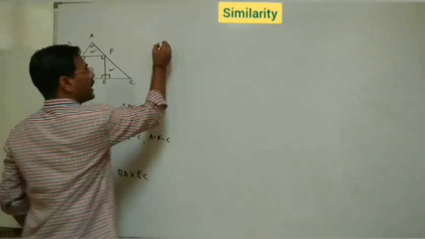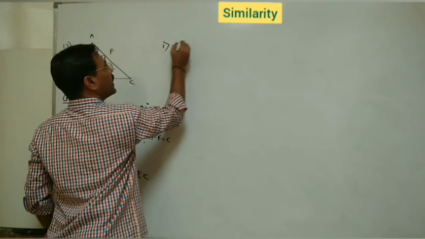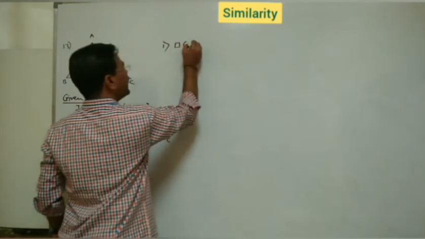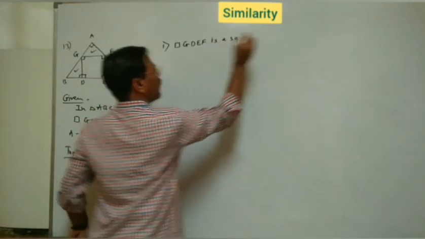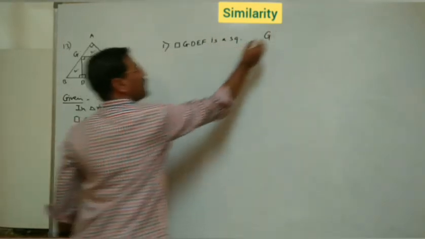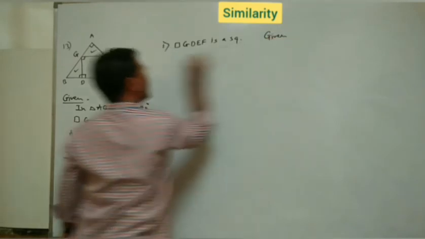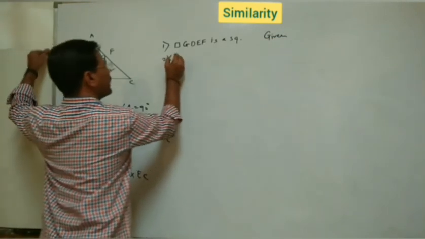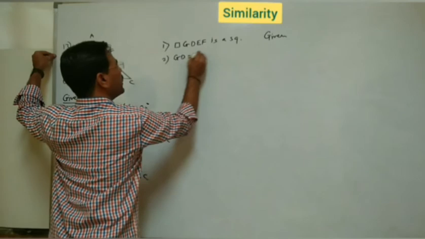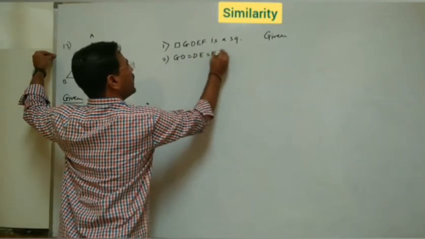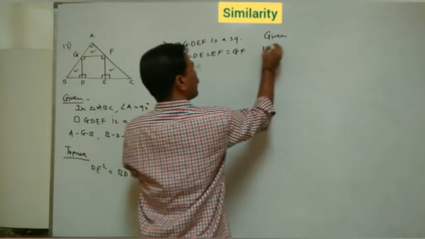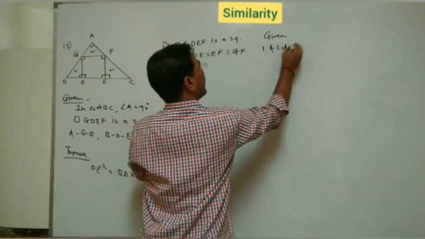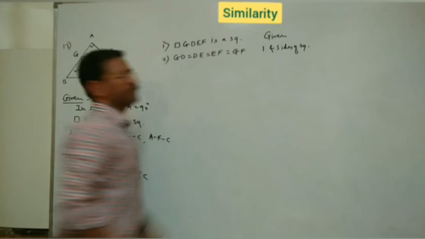Okay, first I'll write the given part: quadrilateral GDEF is a square. It is given. If it is given, then what can we write? All sides are the same. I'll write here GD, DE, EF and GF, all the four sides are the same. This is from 1, or you may write sides of square.